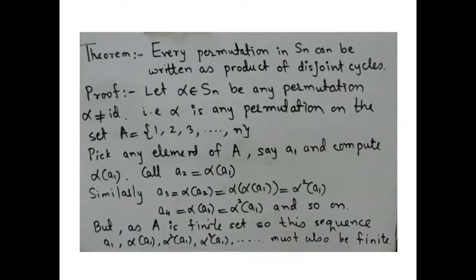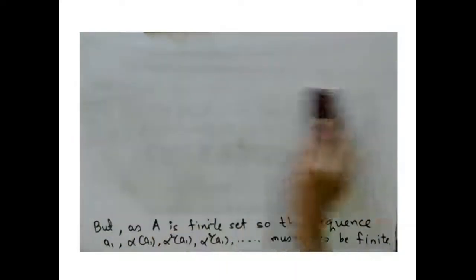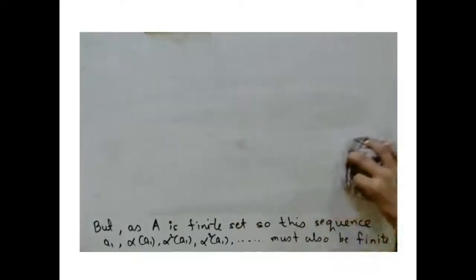Means the sequence must somewhere end. So at some point you will get that alpha raised to something is again A1. It means there will be a repetition. So let me keep the last sentence: A is finite, so the sequence must also be finite.